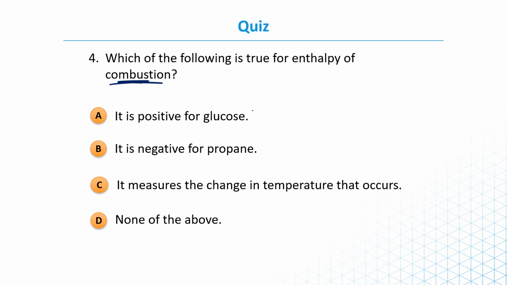Which of the following is true for enthalpy of combustion? It is positive for glucose? Wrong. It's always negative. It's negative for propane? Yes. It measures the change in temperature that occurs? No, it does not measure that. None of the above? No, because we know that it is negative for propane. The delta H of combustion is negative. The enthalpy of combustion is always negative, students. So pay attention to that.